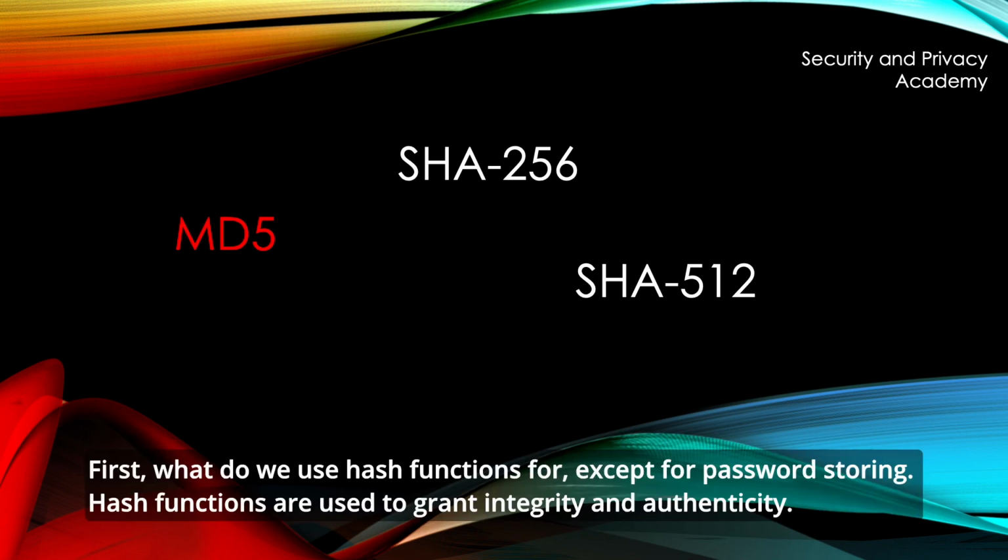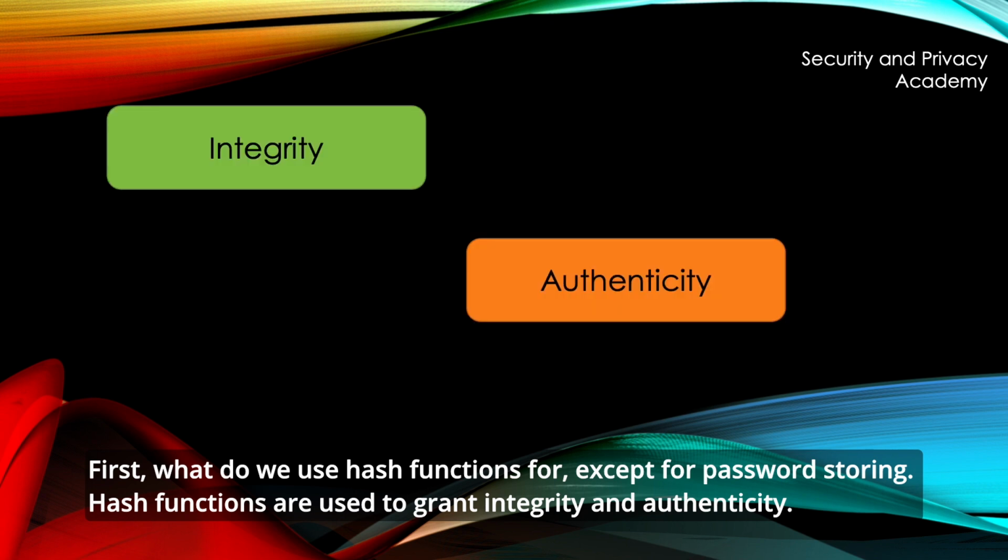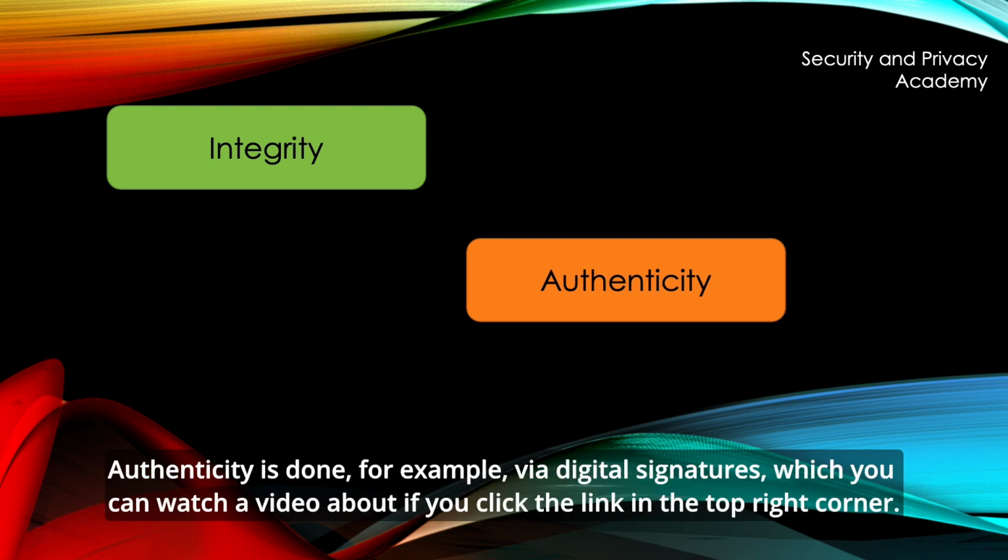First, what do we use hash functions for except for password storing? Hash functions are used to grant integrity and authenticity. Authenticity is done, for example, via digital signatures, which you can watch a video about if you click on the link on the top right corner.